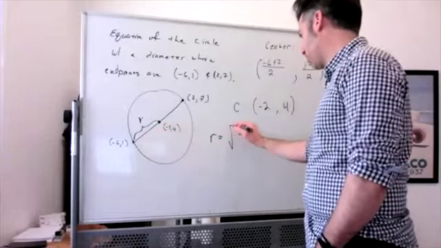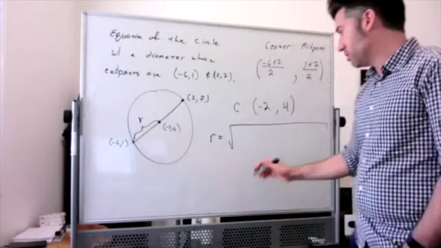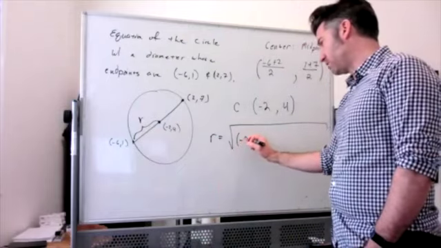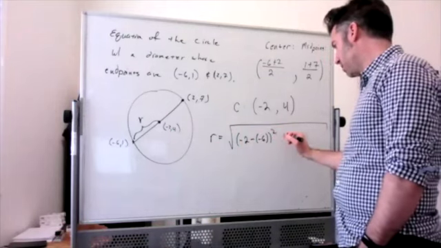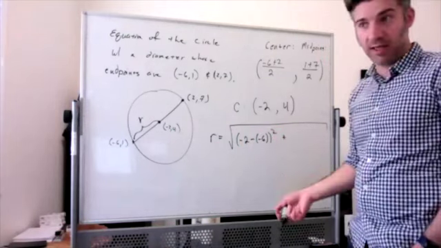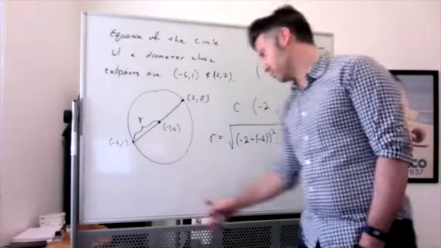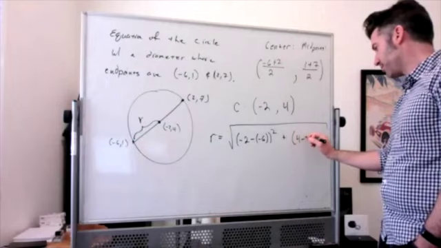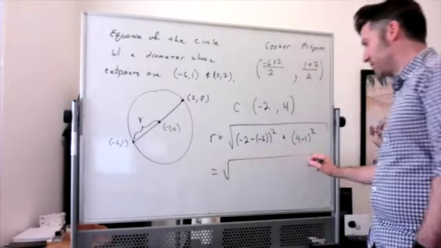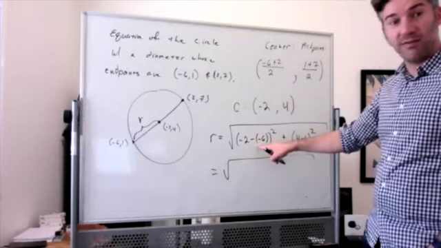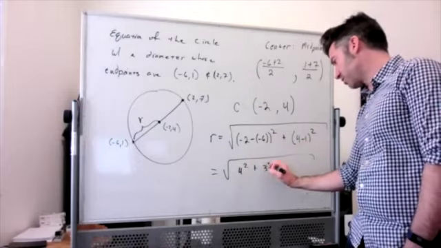So it's going to be the square root of the difference in the x's squared. So -2 minus -6 squared plus the difference in the y squared. So I did -2 minus -6. Now I'm going to do 4 minus 1. Okay, let's simplify this. -2 plus 6 is 4. So I'm going to get 4 squared plus 4 minus 1 is 3 squared.